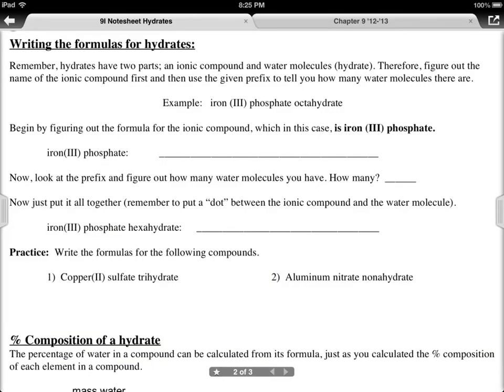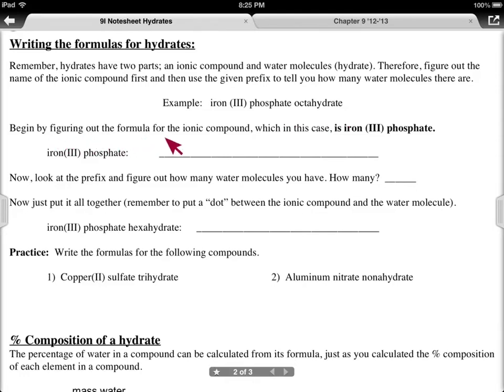Now we're just going to write the formulas for these hydrates. Remember, the hydrates have 2 parts. There's the ionic compound and then there's the water molecules, or the hydrate part. So the first thing we're going to do is figure out the name of the ionic compound first and then use the given prefix to tell you how many water molecules there are. Here's an example. Iron(III) phosphate octahydrate.